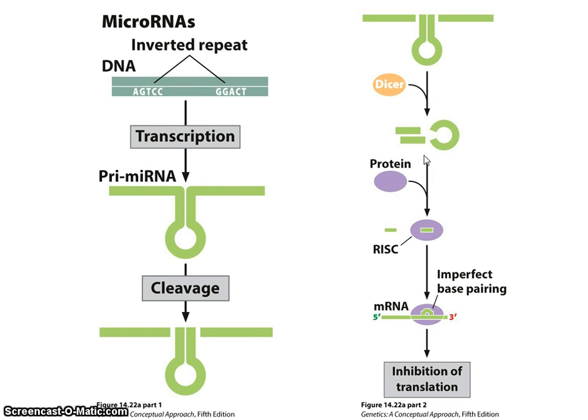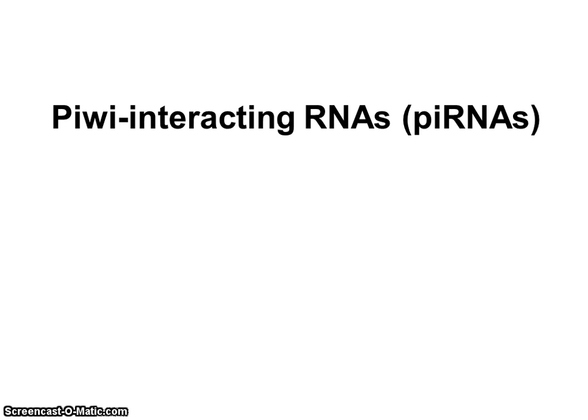As in the small interfering RNAs, a RISC ribonucleoprotein is formed from one strand of the microRNA. But here the base pairing with the target mRNA is not exactly perfect. And here it inhibits translation. It just sort of hangs on to the mRNA and takes it out of commission, prevents it from leaving the nucleus, inhibits translation. All right, so that's RNA interference.